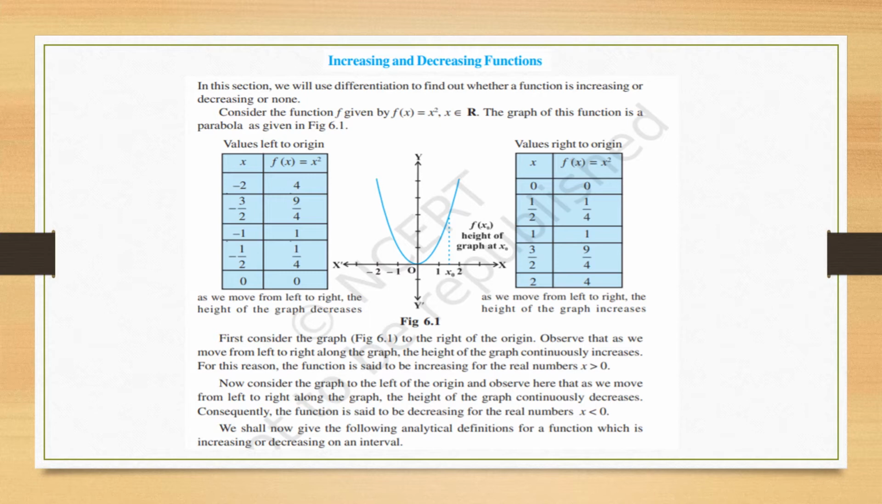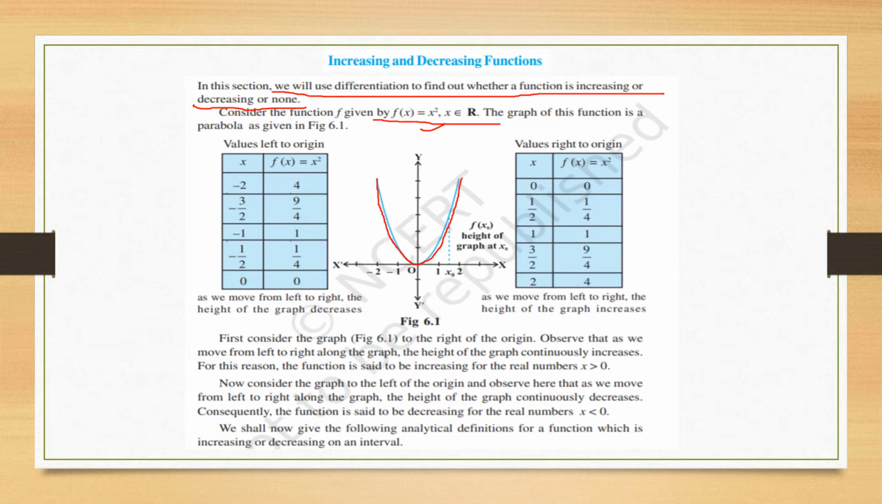Increasing and decreasing functions. In this section, we will use the concept of differentiation to find out whether the function is increasing or decreasing or it is none. For it, we will consider a function like f(x) equal to x square for x belonging to R. Now this is a quadratic polynomial and you are familiar with it, that the graph will be a parabola, touching the x-axis at the origin. It's a parabolic graph, right?